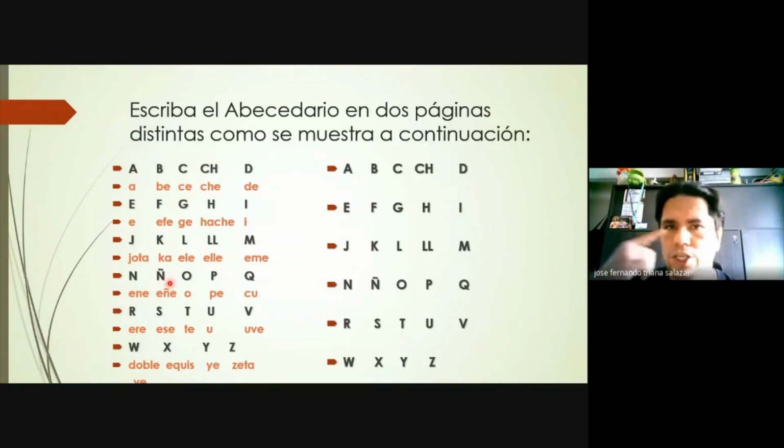Ñ. So the sound comes from the nose. You feel a kind of vibration on your nose. There you are. And then we have O. O. Sounds like that. P.